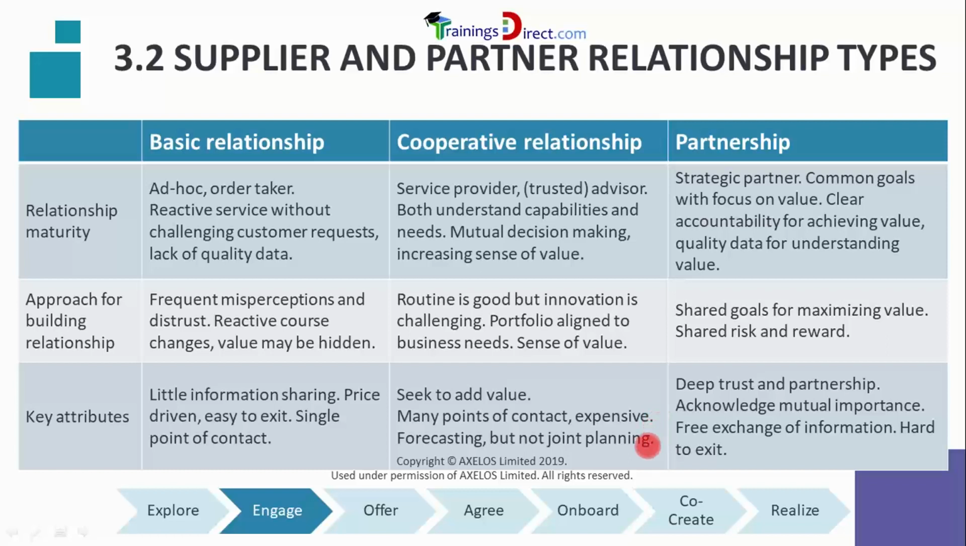So engaging involves building and sustaining relationship, understanding the needs, assessing the mutual readiness and maturity. These depend on the customer's objectives, the service type, and the service provider type. So we have these three types of relationship.